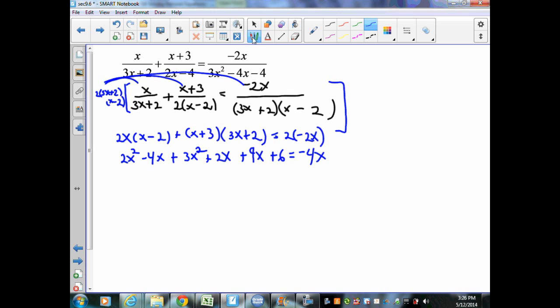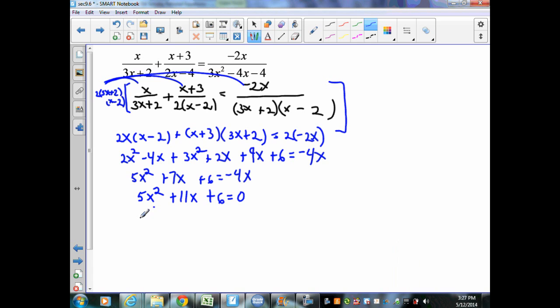I'm going to simplify. That's going to give me 5x squared, 2x plus 3x squared, 2x squared plus 3x squared. Negative 4x plus 2x is a negative 2x. A negative 2x plus 9x is a positive 7x, plus 6 equals a negative 4x. It's a quadratic. I'll set it to 0. That gives me 5x squared. Add 4x to both sides, plus 11x plus 6 equals 0.